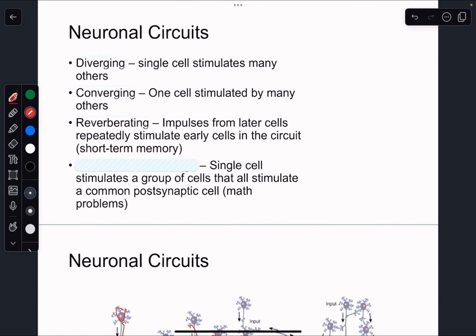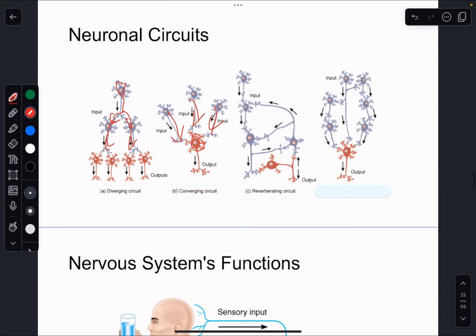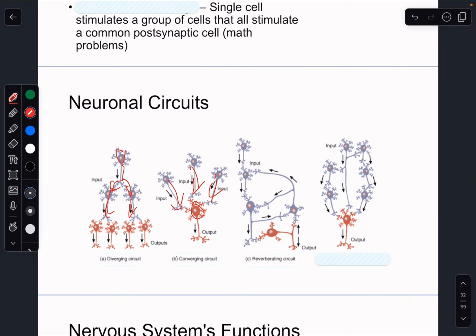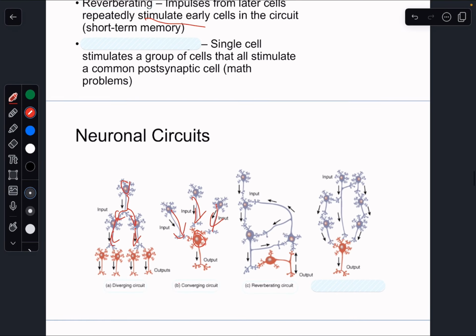All right. Reverberating. Impulses from later cells repeatedly stimulate early cells in the circuit, which is basically short-term memory. As you can see, I really can't explain this, but I'll try my best. Later cells repeatedly stimulate early cells. I have no idea how to explain this, but yeah.